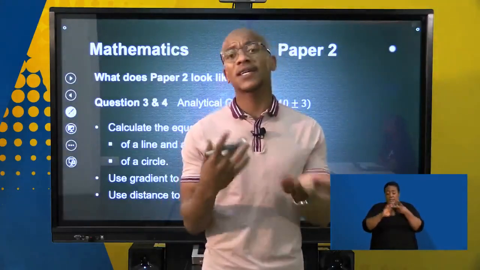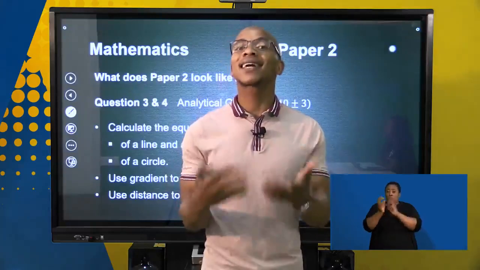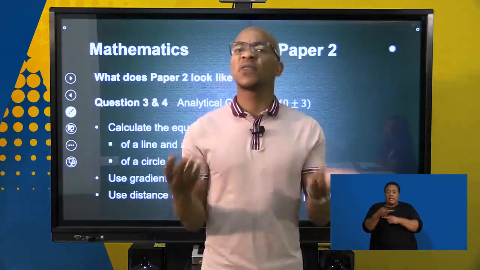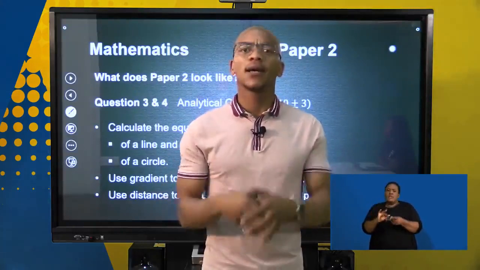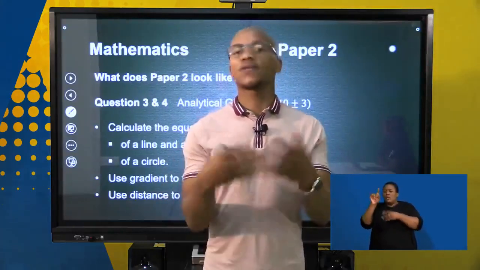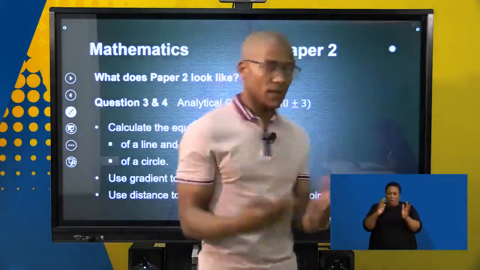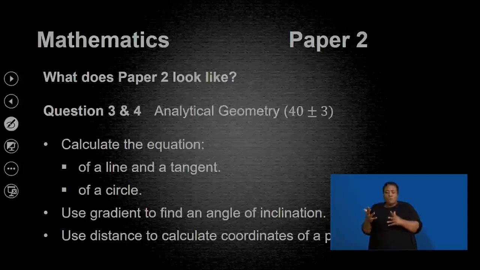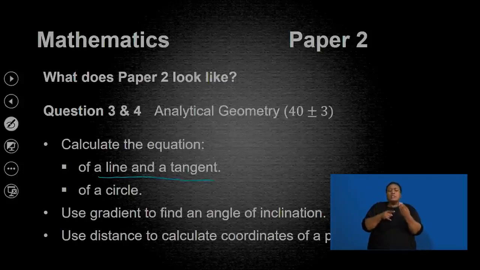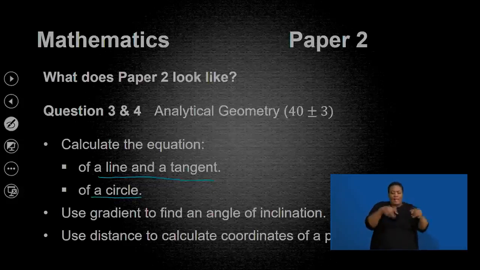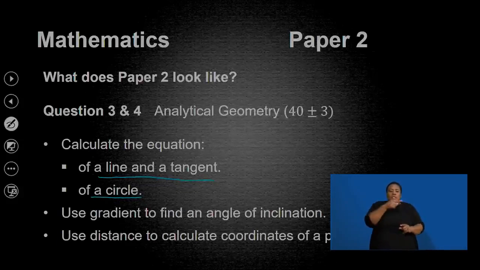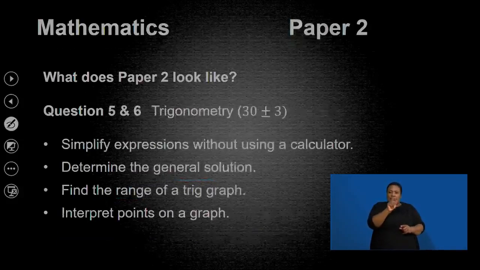The second question of analytical geometry is mostly circle analytical geometry. So you're finding the equation of a circle, the center of a circle, and the radius of the circle. Those are the 2 questions that you're always going to have, and they range between 40 plus or minus 3 marks. As I said, you will need to know how to calculate the equation of a line and a tangent, and also that of a circle, and then use the gradient to find the angle of inclination. Lastly, use the distance to find the coordinates of a point.